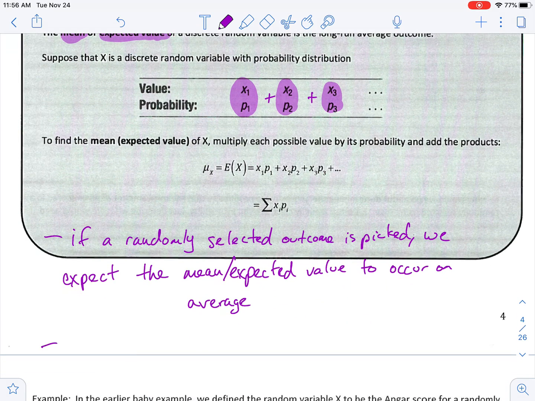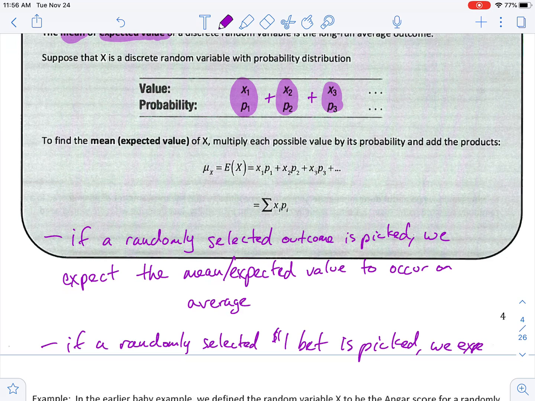Okay, so like if we were talking about the roulette wheel, if a randomly selected $1 bet is picked, we expect to lose, what was it, 0.05 or 5 cents essentially, on average, okay? There will never be a single time that game is played that you actually lose 5 cents, because you either lose $1 or you win $1. But again, on average, okay? That's what we expect if we were to randomly pick one.